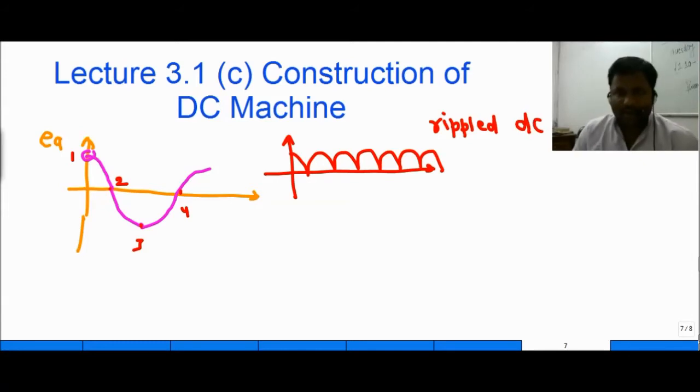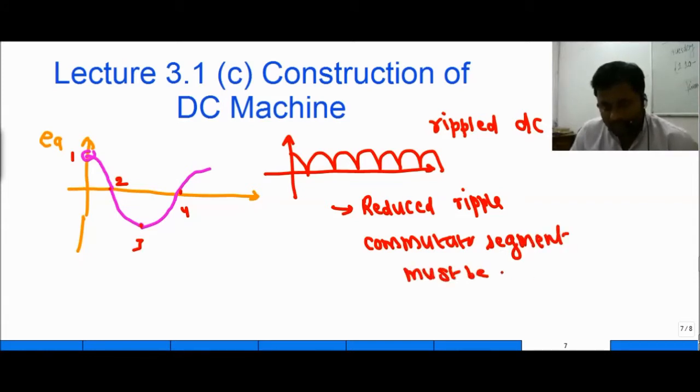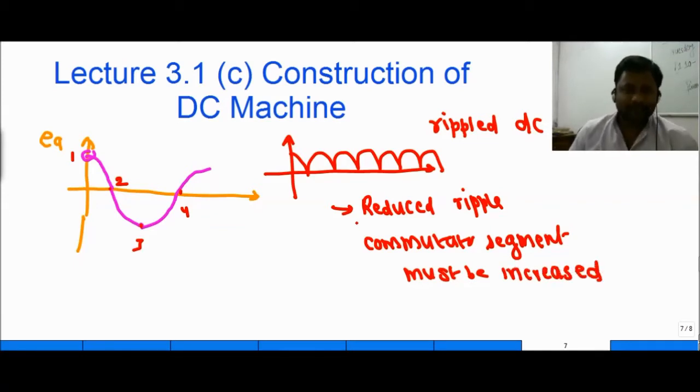In order to reduce the ripple, the commutator segments must be increased. What do we mean by the commutator segments being increased? That we have to understand.